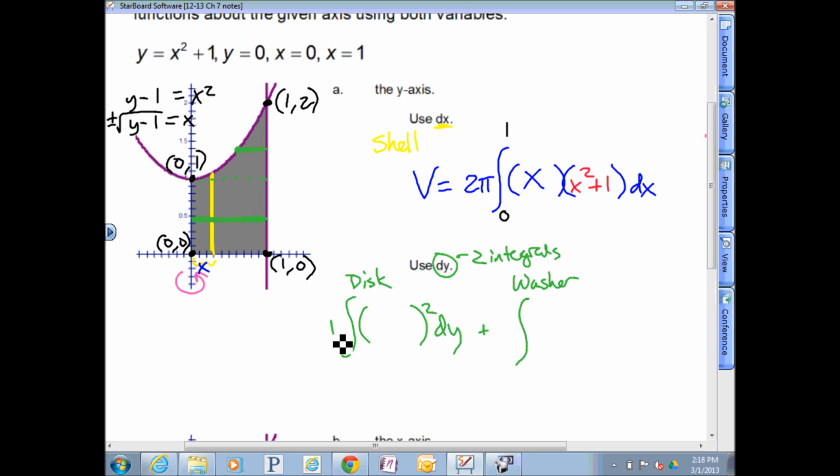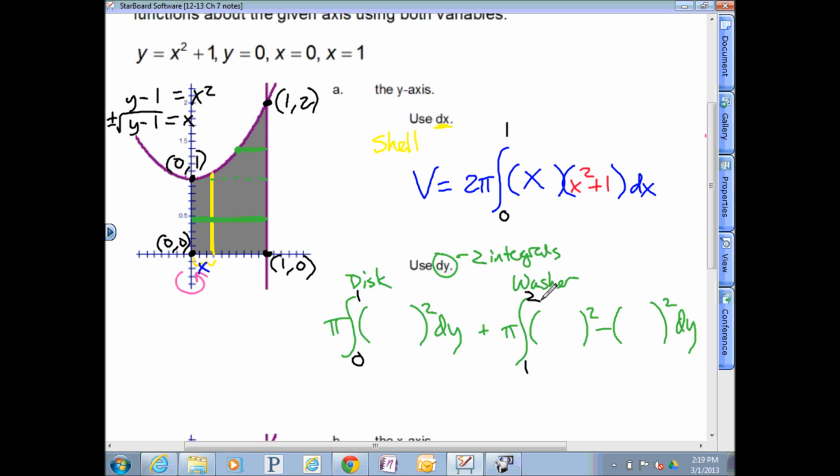Oh, sorry, I forgot pi over here. Shame on me. Pi integral from I don't know where to I don't know where of a quantity squared minus another quantity squared dy. Now all we have to do is figure out what those quantities are. Well, my first integral starts at y equals 0 and goes to y equals 1. So we're integrating 0 to 1 for y's. Second integral starts at y equals 1 and goes up to y equals 2.